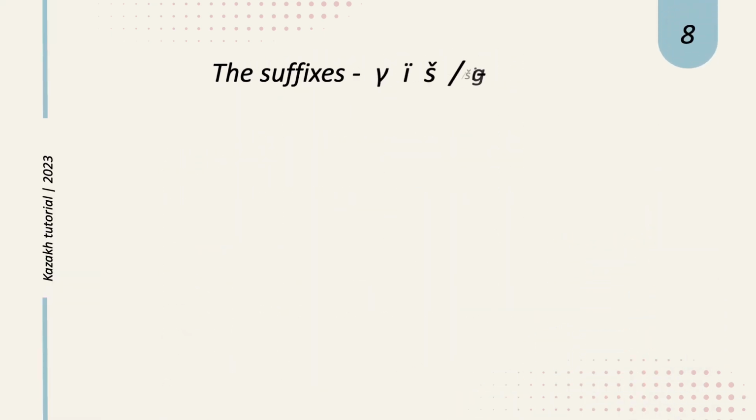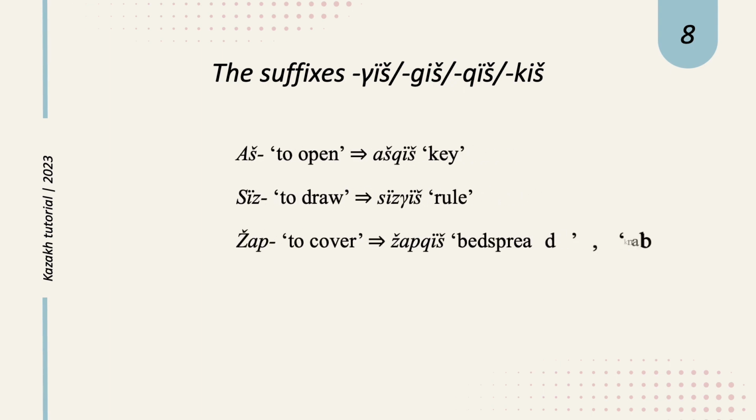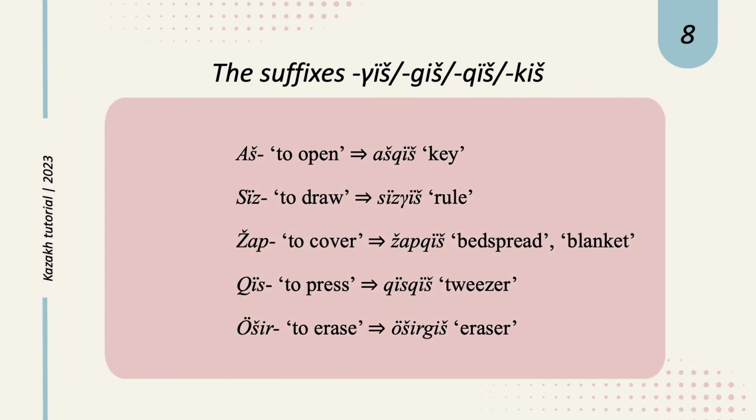The suffixes -g'ish, -gish, -qish, -kish are used after verbs to produce nouns. Example: ash, to open, ashqish, key. Siz, to draw, sizg'ish, rule. Jap, to cover, japqish, bedspreads or blankets. Qis, to press, qisqish, tweezer. Ushir, to erase, ushirgish, eraser.